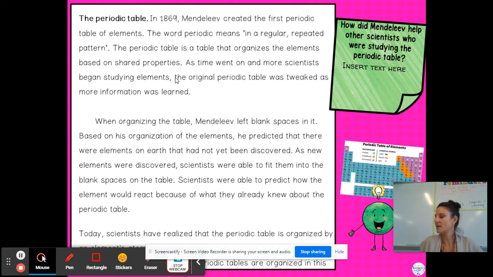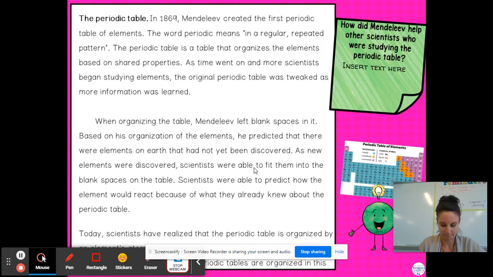When organizing the table, Mendeleev left blank spaces in it. Based on his organization of the elements, he predicted that there were elements on Earth that had not yet been discovered. As new elements were discovered, scientists were able to fit them into the blank spaces on the table. Scientists were able to predict how the element would react with other elements because of what they already knew about the periodic table.